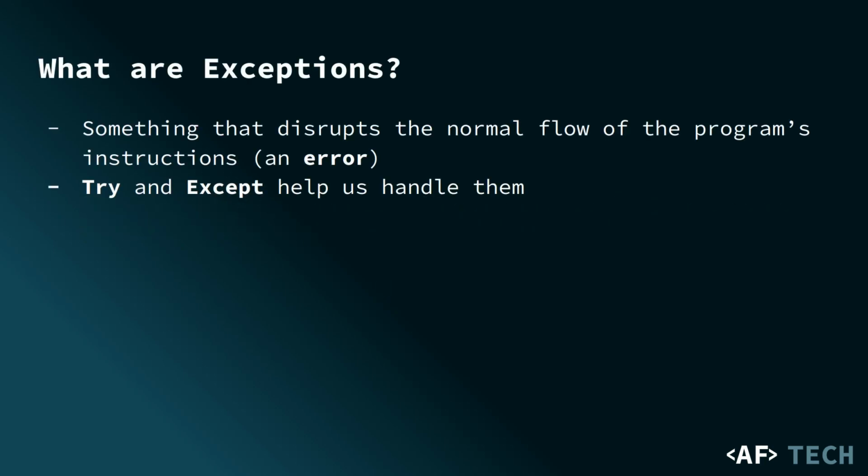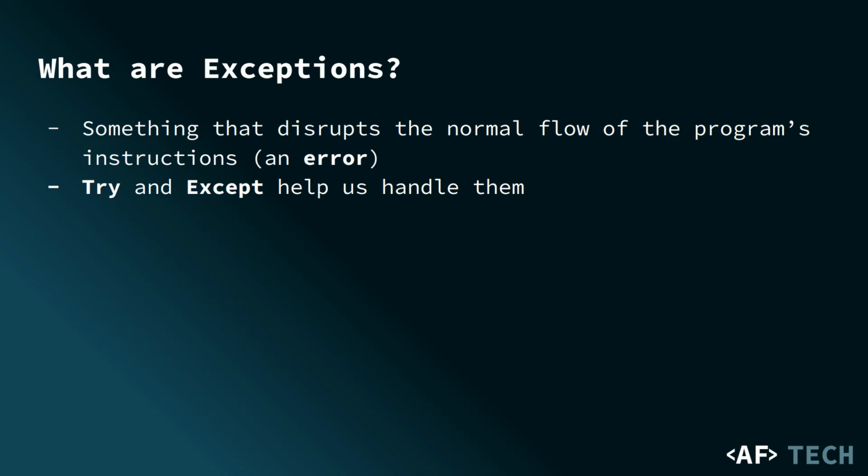So what exactly are exceptions? In programming, an exception is something that occurs during the execution of a program and disrupts the normal flow of its instructions. So that's just basically an error. This might occur when you're trying to read a file that doesn't exist, or trying to convert a string to an integer that can't be converted, for instance. And to deal with these unexpected events and prevent our programs from crashing, Python provides us with tools to handle exceptions gracefully. And that's what we're going to explore today.